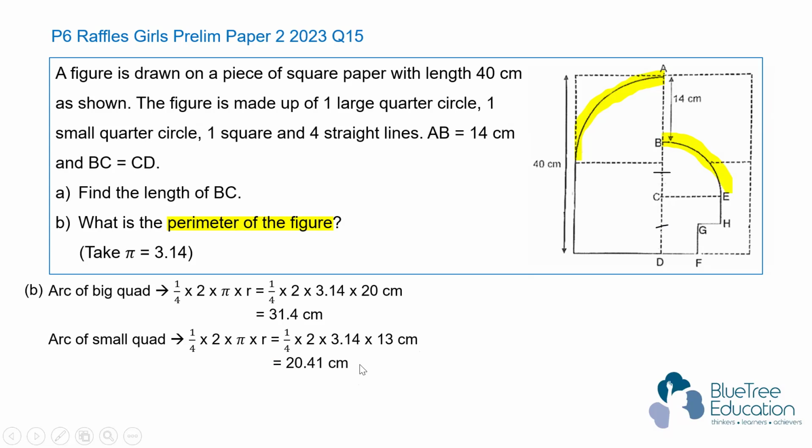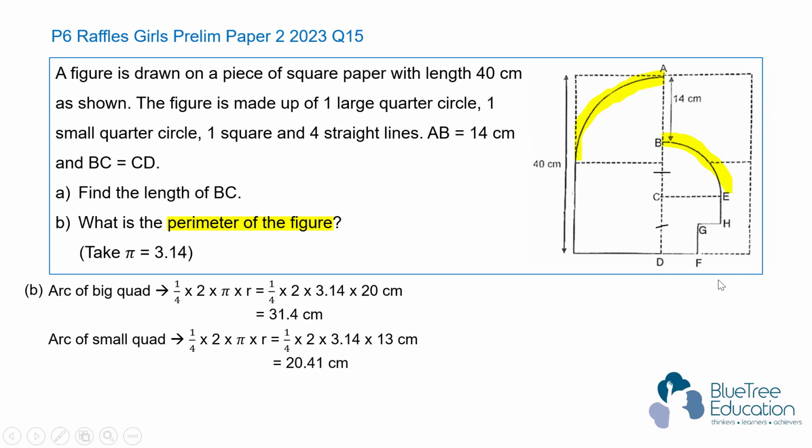Now, what is left with our perimeter? We are actually left with a lot of straight lines. We know this 14 cm over here, this 20 cm over here, and this 20 cm over here. However, we do not know the length of these 4 straight lines. So what can we find, or what can we do?